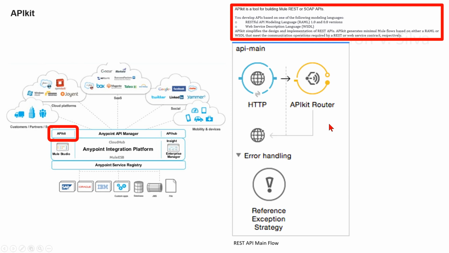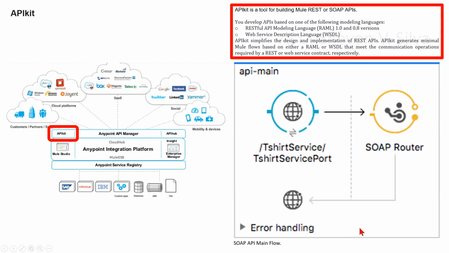Message routing consists of routing incoming API requests to existing Mule flows and returning outgoing HTTP response codes to exceptions. Here you can see HTTP is connected to the APIkit router, and the APIkit router is connected to here, and you can see the reference exception strategy here.